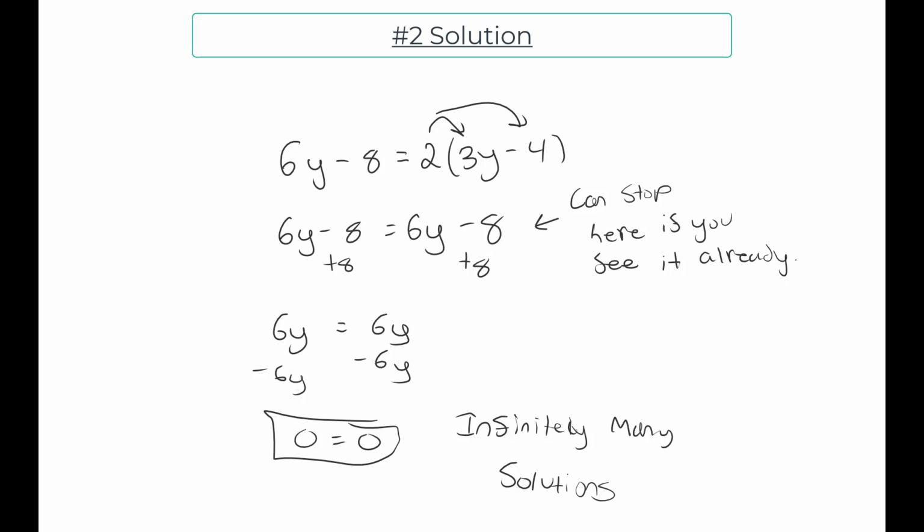But taking it just all the way to the end, we end up with 0 equals 0, which is a true statement always, so we know from there that it is infinitely many solutions.